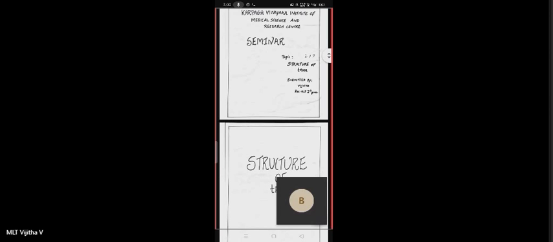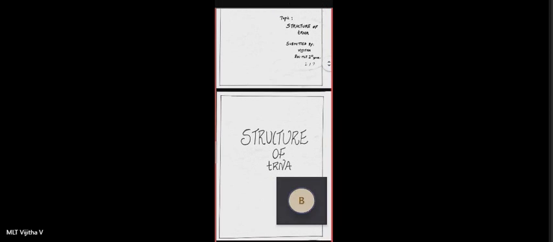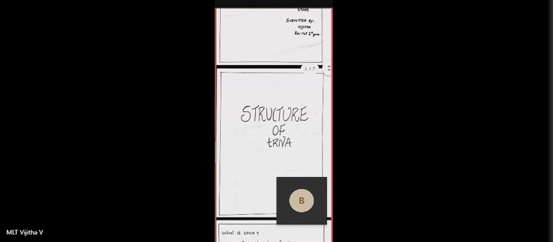My topic is structure of tRNA. tRNA means transfer RNA, and it has this name because it helps transport or transfer amino acids. You must know transfer RNA is single-stranded. One end is known as 5 prime and the other end is known as 3 prime. It is single-stranded, not double-stranded like DNA.